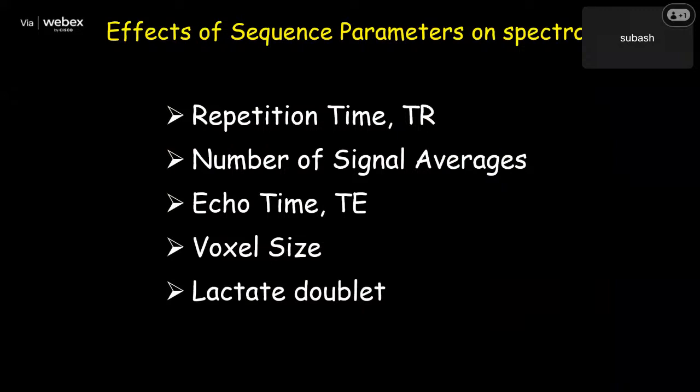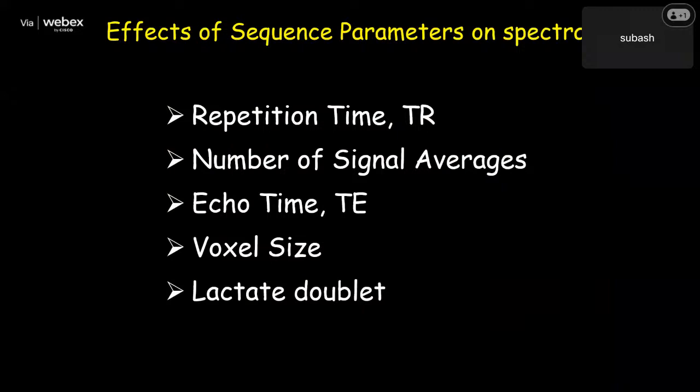Then you have the effect of different parameters on the spectra: repetition time, number of signal averages, echo time, and voxel size. If you use a longer TR, your signal will be better. I will not go into details because you already know from imaging that if you improve the TR, you get better signal, because you give enough time for magnetization to return to the Z-axis. The number of signal averages always improves the signal-to-noise ratio, but it increases the measurement time.